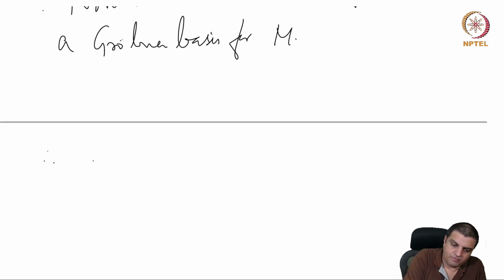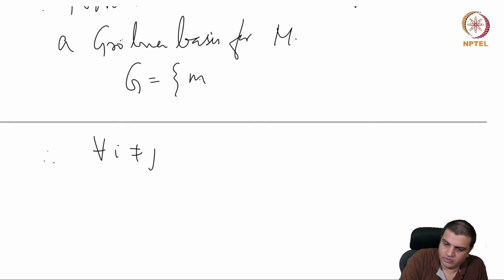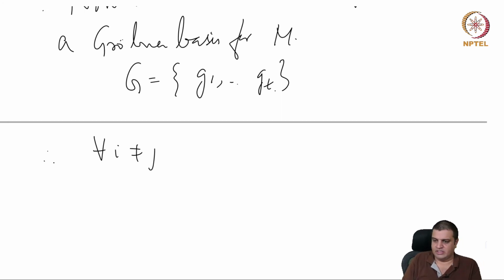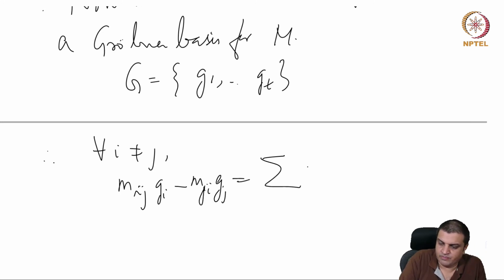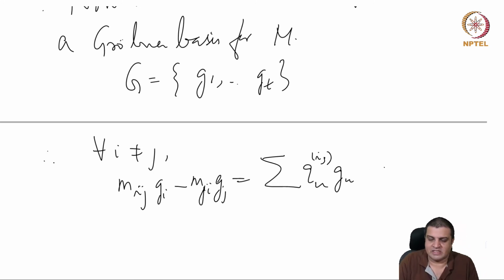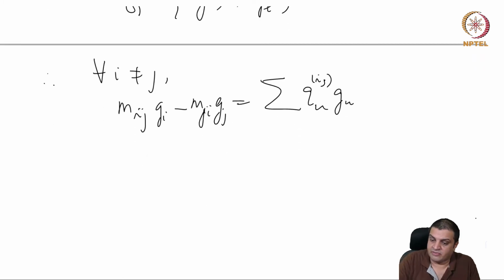Okay, so therefore, for all i different from j, let's say this Gröbner basis is g1 through gt. Then for all i different from j, we have m_ij g_i minus m_ji g_j equals some coefficients times g_u, and the remainders are 0. That's precisely when it's a Gröbner basis. So this gives us a syzygy.